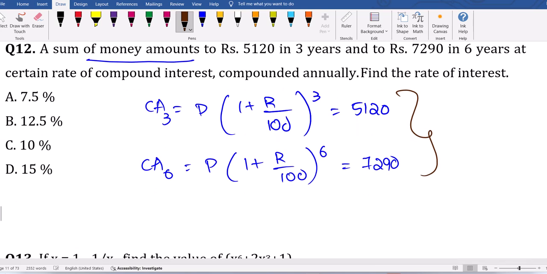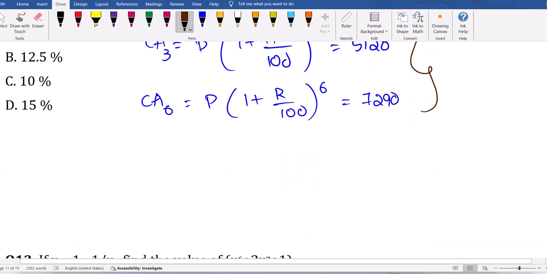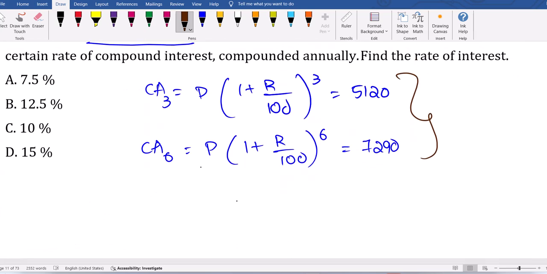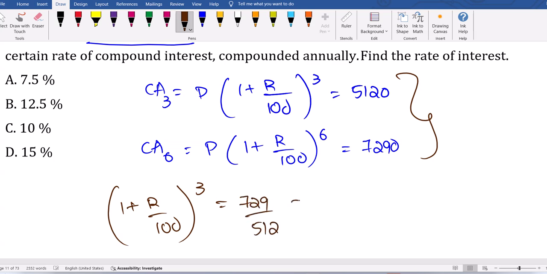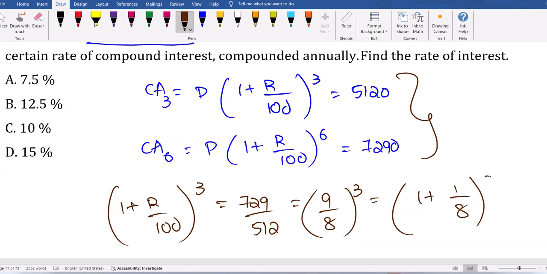If we divide those two equations, the second one by the first one, 1 plus R upon 100 whole cube is 729 divided by 512, which is 9 upon 8 whole cube, which is 1 plus 1 by 8. So we can compare R by 100 equal to 1 by 8. Rate of interest is nothing but 12.5%. Rate of interest they are asking, which is nothing but 12.5%.